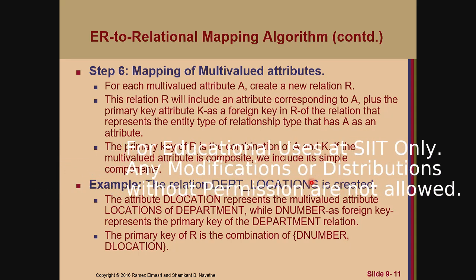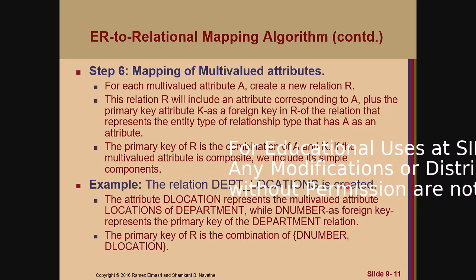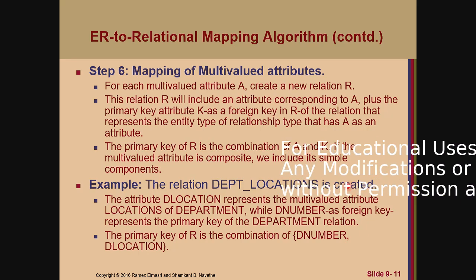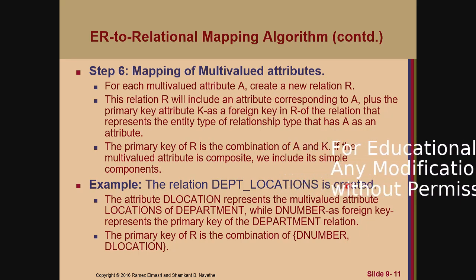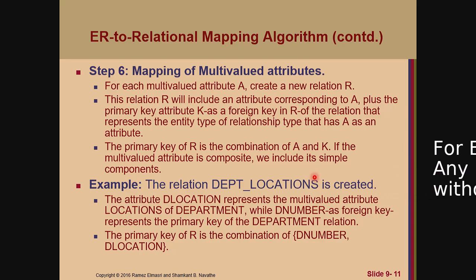Let's see department locations. One department might have several locations, right? So we separate the location as an attribute. The location attribute is the multi-value attribute, but we cannot store the multi-value in the table department. We have to separate them into another table. Now we name it DLocation.